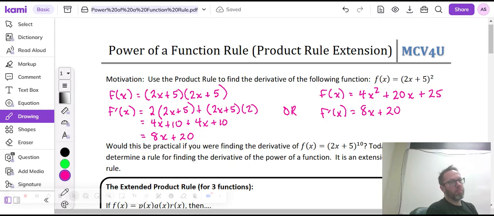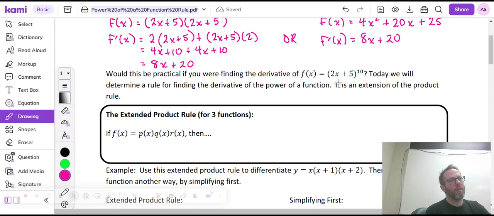I would argue, if I had to choose between either of these two rules, I'd probably pick the second one because it's not too hard to expand. But you guys, hopefully you're convinced they both work. I'm going to show you guys a third way we could have done that. Because what if I asked you to find the derivative of 2x plus 5 to the power of 10?